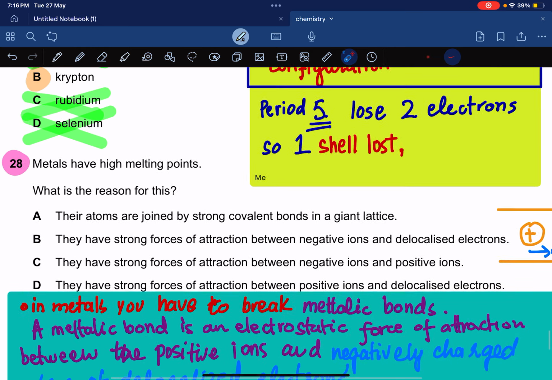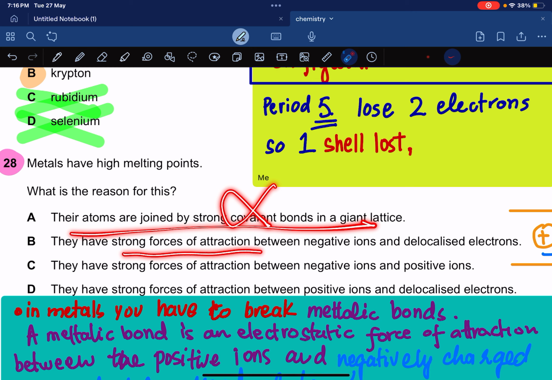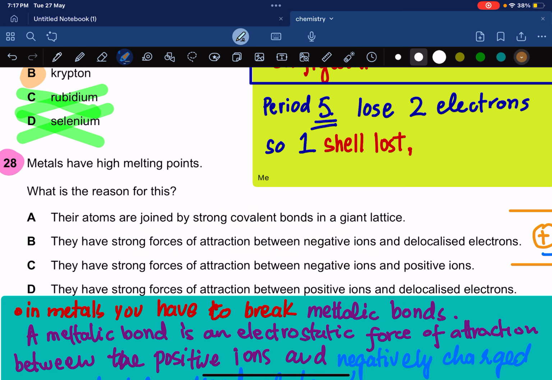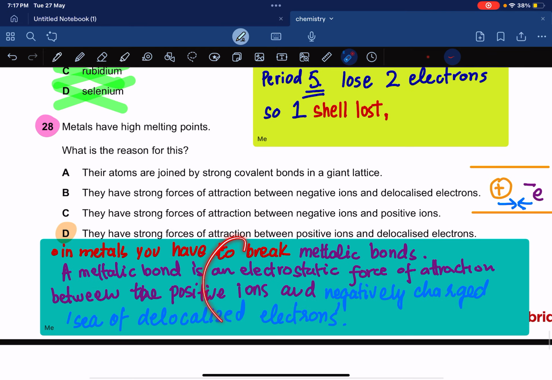So they have high melting and boiling points because the atoms are joined by strong covalent bonds. There are no covalent bonds in metals. They have a strong force of attraction between the positive ions and the delocalized electrons. This one's correct. So the key concept in this question was this thing.